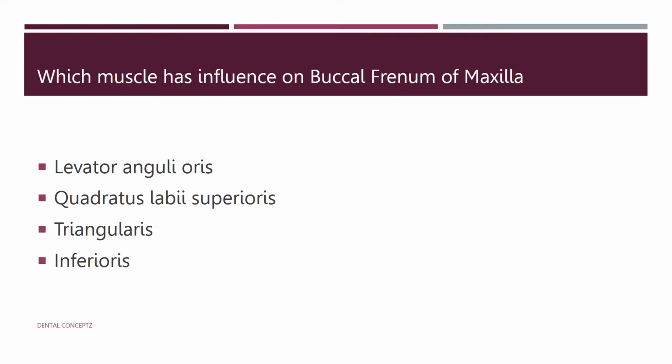Next question is, which muscle has influence on buccal frenum of maxilla? Three muscles influence the buccal frenum of maxilla. These are levator anguli oris, buccinator and orbicularis oris. So the answer for this question will be levator anguli oris.